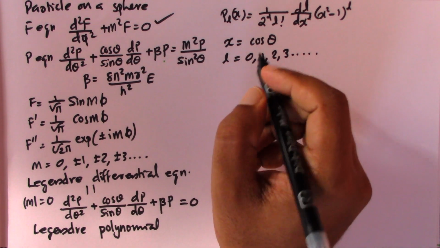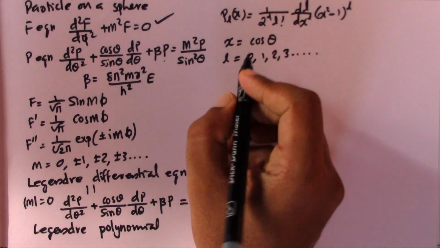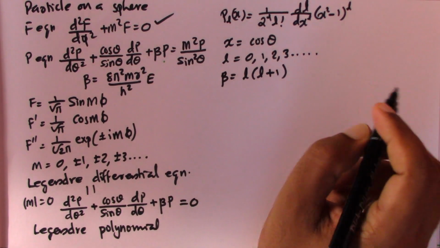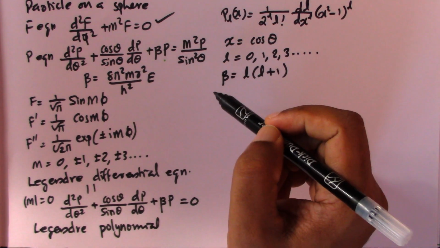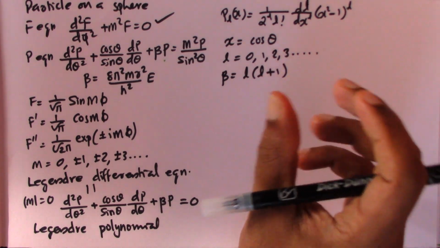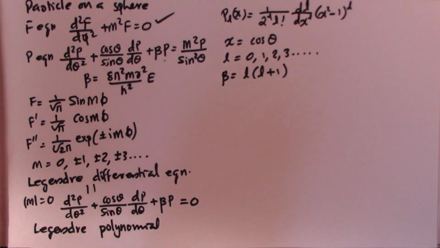And L is related to beta in this Legendre differential equation, and the relation is beta is equal to L into L plus 1. So for different allowed values of L, we will have different allowed values of beta. It means that beta can have only a certain restricted set of values, and for all other values of beta we will not get a well-behaved wave function. So only for the values of beta defined by L we will get a well-behaved wave function.